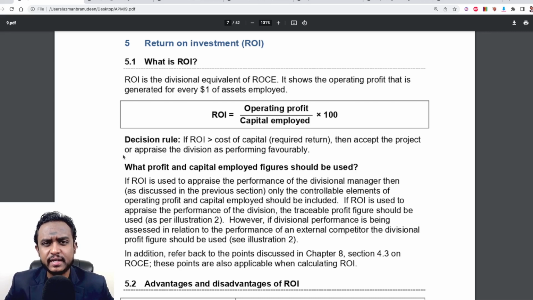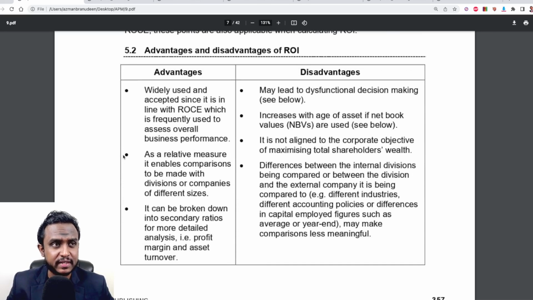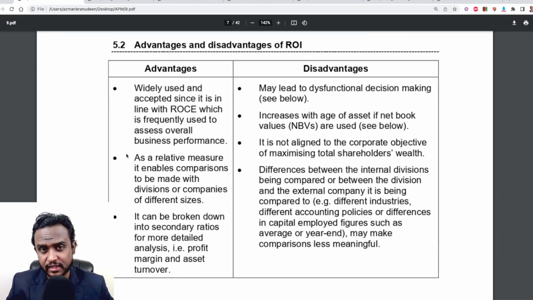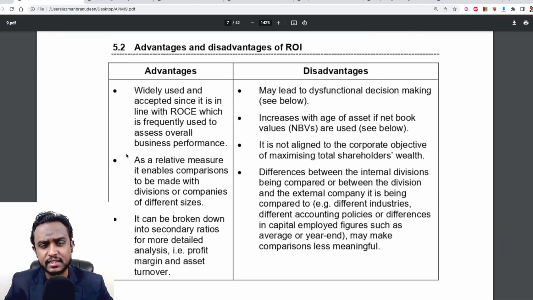Now, because of the nature of the values used in the ratio, there are some advantages and disadvantages. Advantages: it's very widely used, very common even nowadays. Whenever you pitch to an investor, one of the first questions is what is the ROI. That's so common. As a relative measure, it enables comparisons because it's a percentage, and it can be broken down into secondary ratios. I'll show you how.